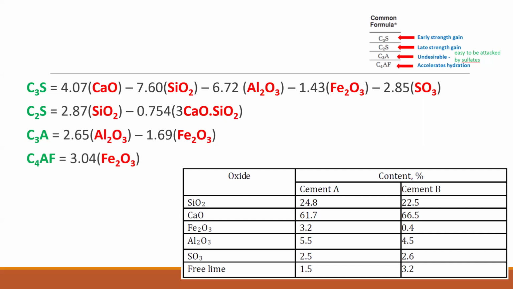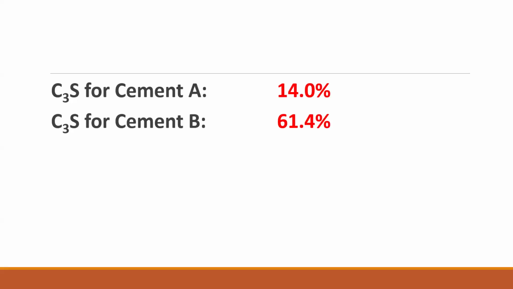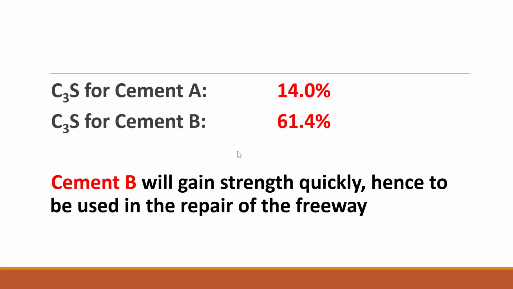For cement B, I got 61.43. How about you, Jaden? Same thing. Okay, so which one do you recommend? Cement B. Yes, so you recommend cement B. Because you got 13.9 for A, so it's almost 14, and B is much higher. So you recommend cement B for this particular one.